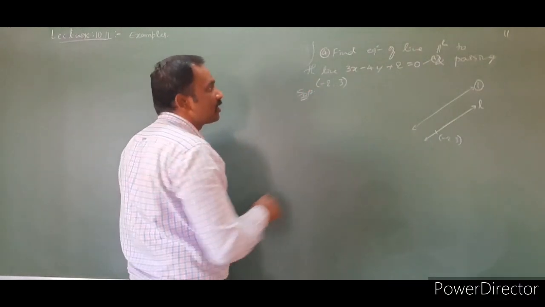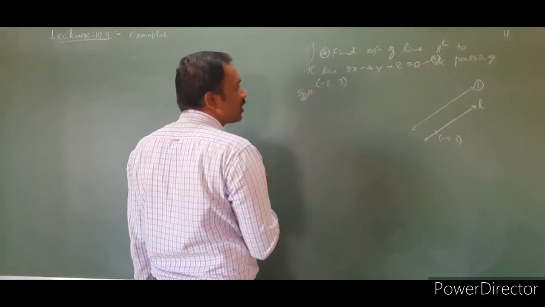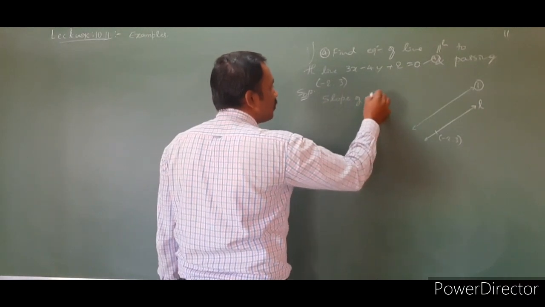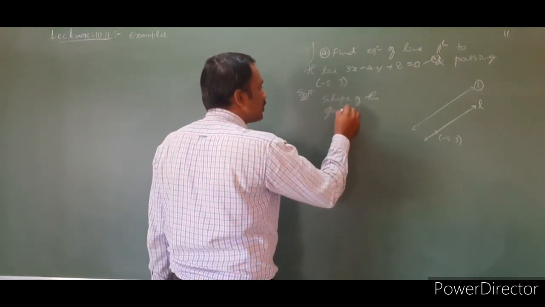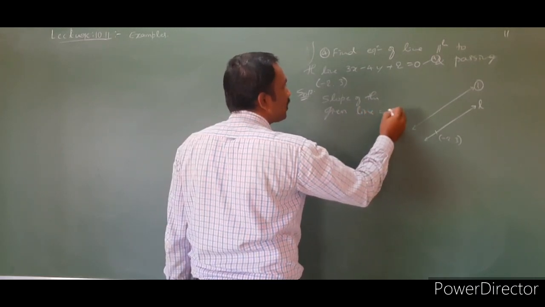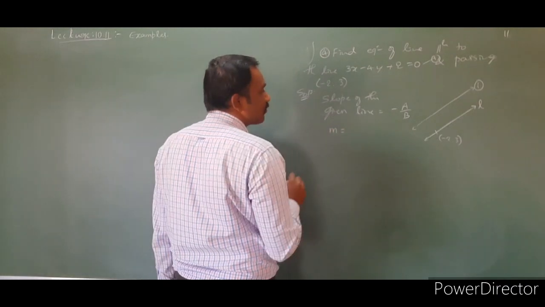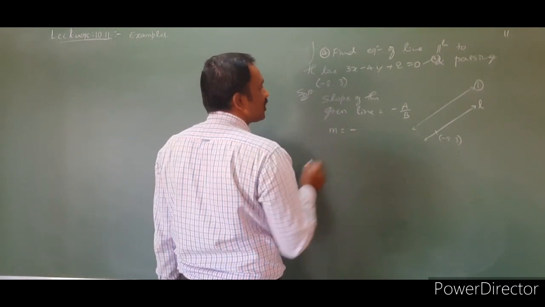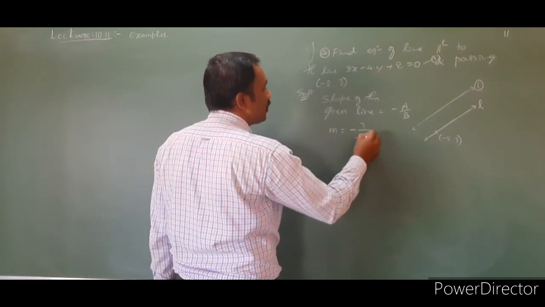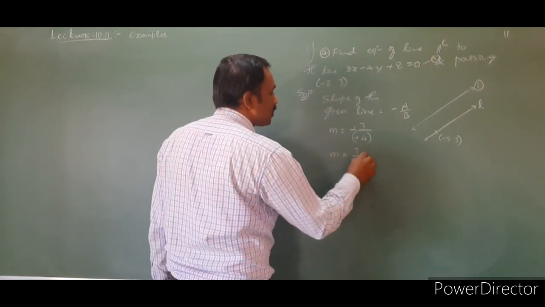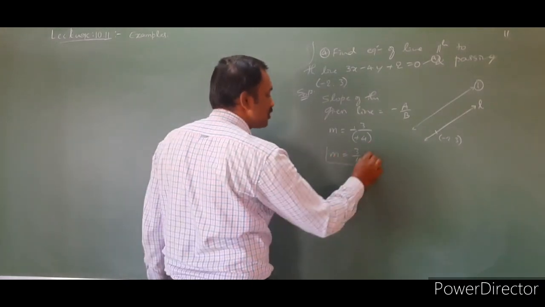So here is the solution. This is the given line, I just call it equation number 1. Slope of the given line. What is the slope of the given line? Minus a by b, which I call m. What is that value? Minus as it is. A value is 3, b value is minus 4. Minus minus gets cancelled, so 3 by 4. Therefore the slope is 3 by 4.